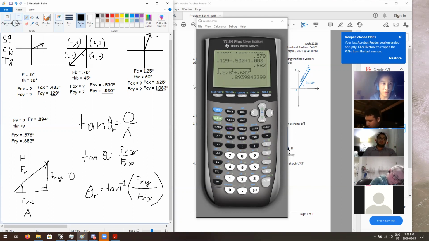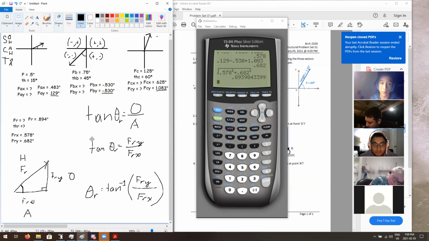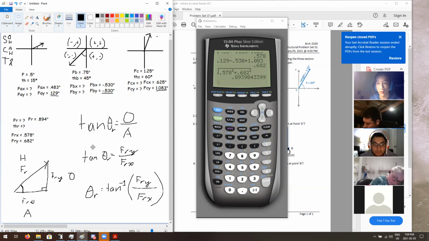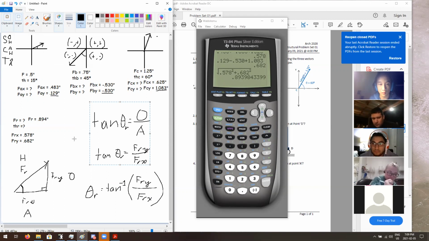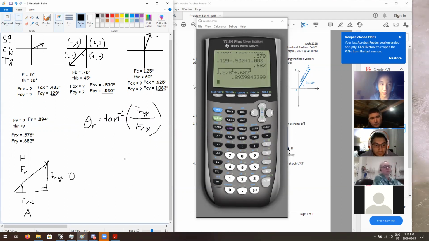Now you don't really need these parts right here. This is the only part you need, but I just want to explain how we got there. All right. So let's just throw this off to the side. This is the formula we need. Theta is equal to inverse tangent of f r y over f r x.